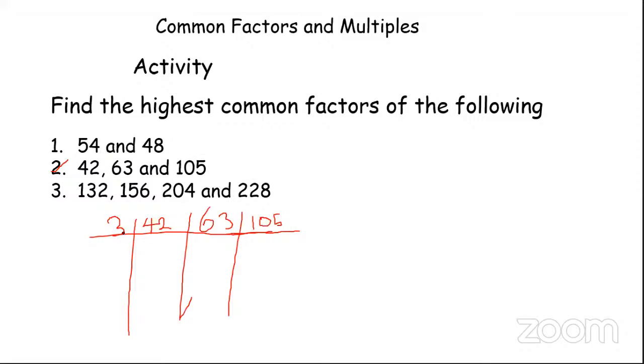So 42 divided by 3 gives us 14. Okay, it is 14. Then 63 divided by 3 gives 21. Then 105 divided by 3 gives 35.